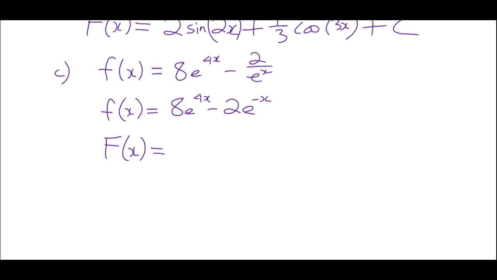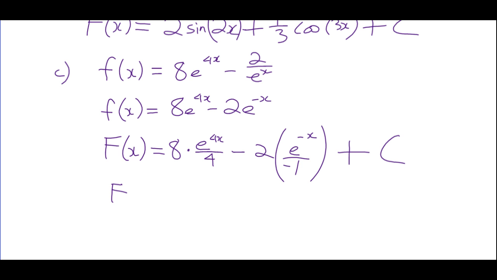Okay, so it's 8 times, and what's the antiderivative of e to the 4x? E to the 4x over 4. Minus 2 times, and what's the antiderivative of e to the negative x? Over negative 1, right? Let's do that. And what are we missing? C. Plus c.